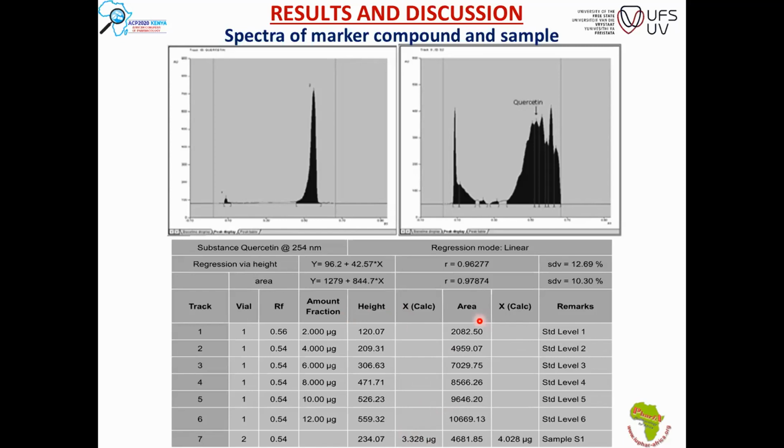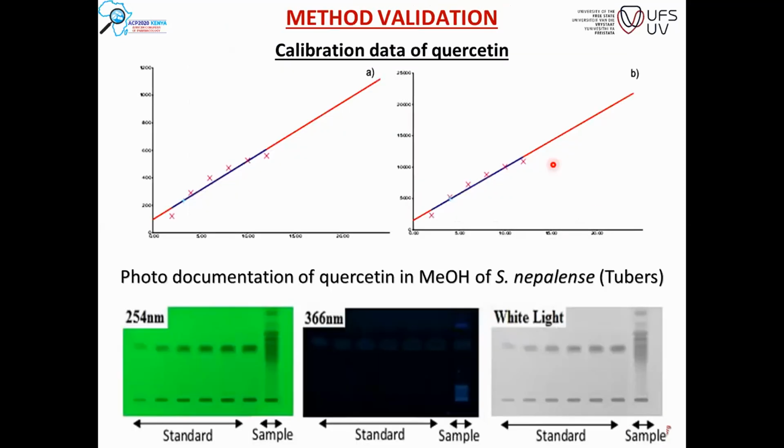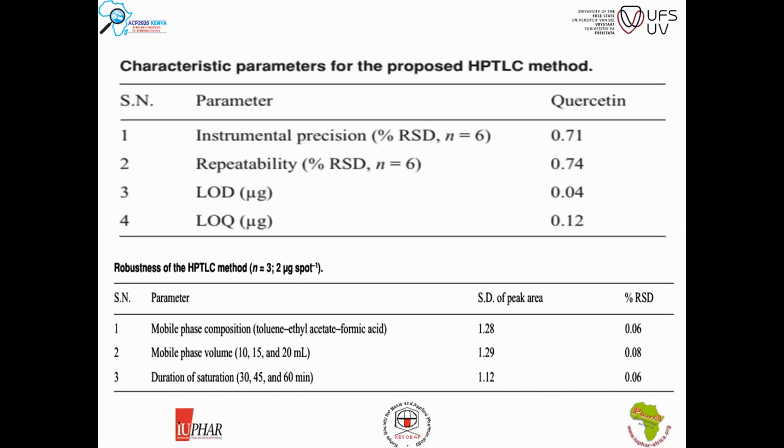The next slide, please. Now, method validation. The method was validated for linearity, sensitivity, specificity, precision, and accuracy. In order to determine linearity, a calibration curve was obtained by plotting peak area of a marker compound against the concentration over the range of 2 to 12 microgram per spot. So we can say a good linear relationship was observed among the tested concentrations. The photo documentation was done in 3 different lights, that is 254 nm, 366 nm, and in white light also, which shows a good resolution of the peaks against the tested concentrations. Next slide, please.